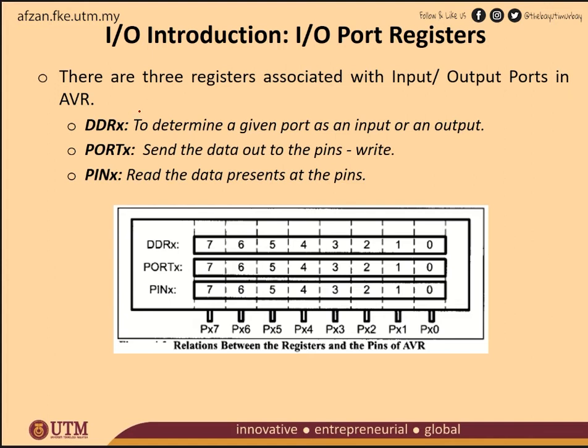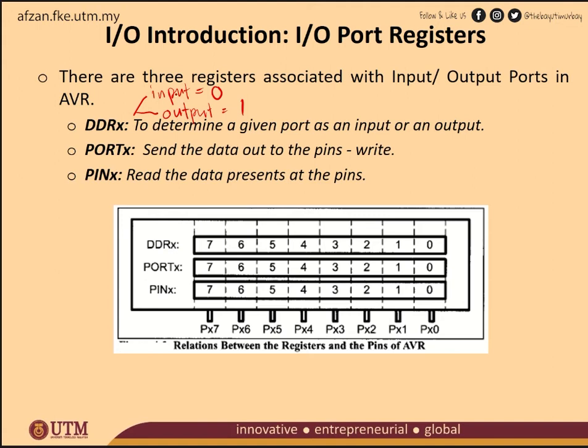If you want to make your port an input, make sure you send what value here. For input, you need to send 0 to your DDR. While if you want to make it an output port, make sure you send 1 to your DDR. Every time you send 1, it means that pin will be made an output port.